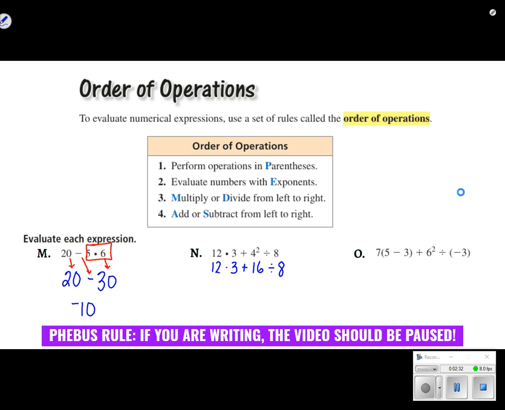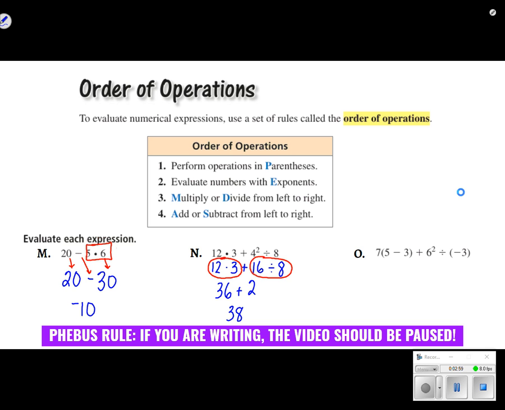We're going to do the multiplication and division. With the multiplication, we're going to be multiplying here. We can also do division in the same kind of step, in the same kind of line, because they're kind of individual. And then we'll add those two values together. So 12 times 3 is 36. 16 divided by 8 is 2, and now we can add 36 and 2 and get 38.